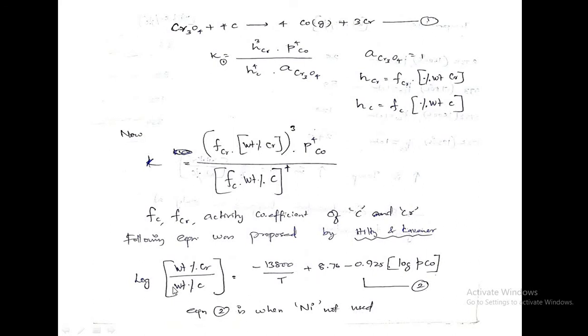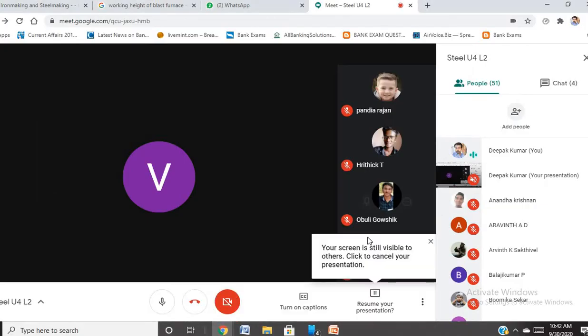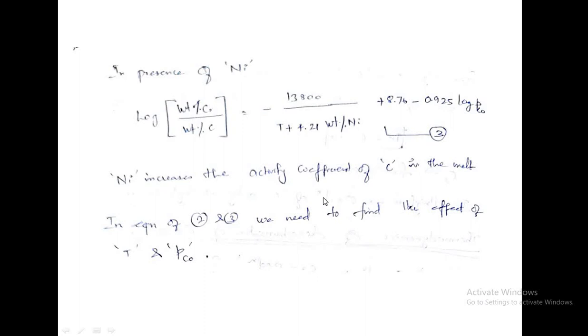This equation is for stainless steel which doesn't have any nickel in it. Generally nickel is added, and common stainless steel contains nickel, so there is another equation for that. In the presence of nickel we have the same formula with the addition of a 4.21 weight percentage of nickel term, right? So nickel increases the activity coefficient of carbon in the metal. Okay, one of the main advantages of having nickel is that it gives extra strength, and it gives a combination of strength and corrosion resistance. That is why we add nickel, right?